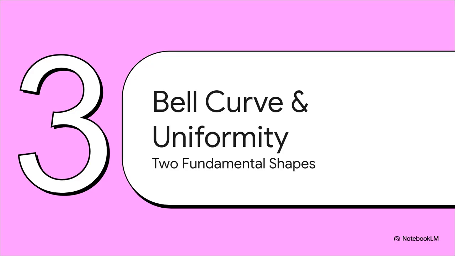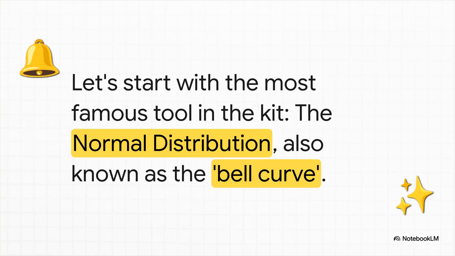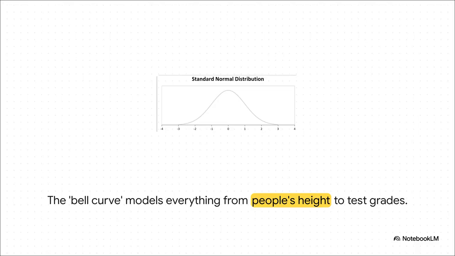All right, now we get to the fun part, the shapes themselves. In this next section, we're going to explore two of the most fundamental patterns you will ever see in data. We're talking the bell curve and its total opposite, uniformity. Let's start with the undisputed celebrity of the statistics world, the normal distribution. But you probably know it by its much more famous name, the bell curve. And there's a really good reason it's so famous.